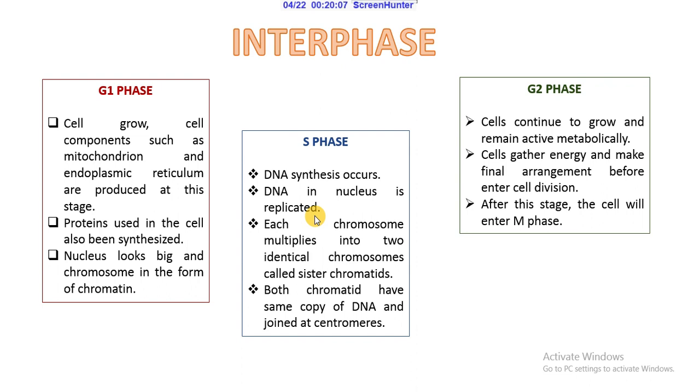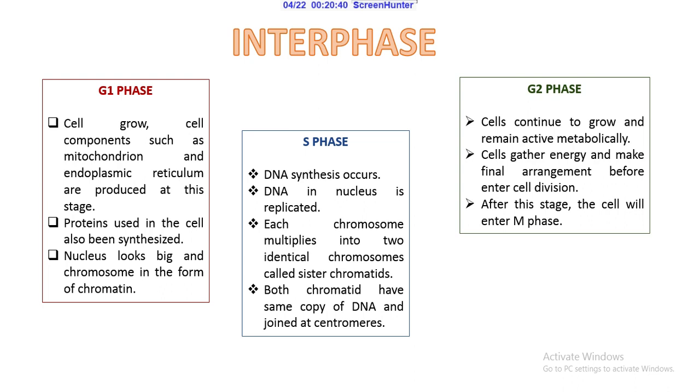Okay, so we will go first with the interphase. At the G1 phase, the cell will grow, meaning that the cell will produce organelles such as mitochondrion and endoplasmic reticulum and the others. And proteins that should be used by the cell will be synthesized at this phase. The nucleus will look big and the chromosome is still in the form of chromatin.